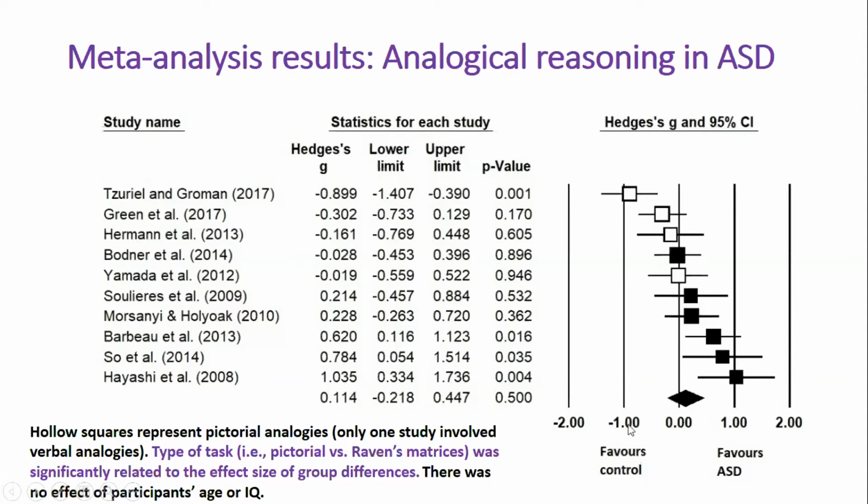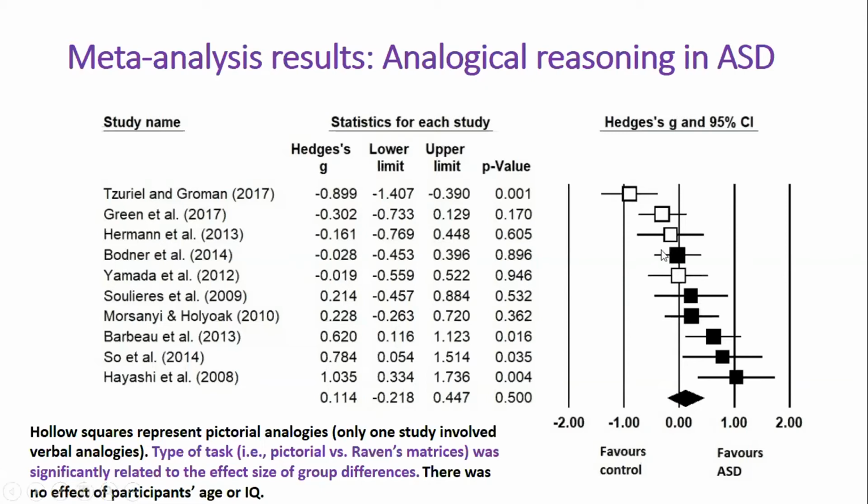So starting from -1, which means that the control group performed about 1 standard deviation better on the analogy task than the autistic group. And on the other end, also in some studies, there was 1 standard deviation advantage for the autistic participants. But overall, the average effect size was 0. So there was no difference in analogical reasoning in general between the two groups.